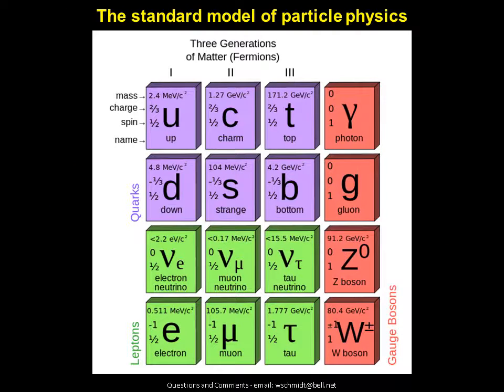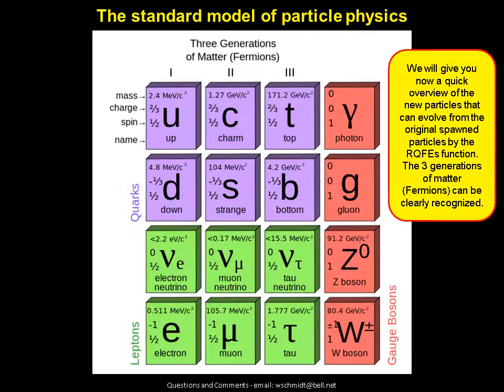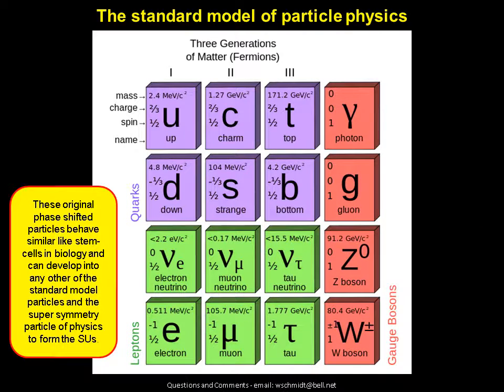The standard model of particle physics. We will give you now a quick overview of the new particles that can evolve from the original spawned particles by the random quantum fluctuation events function. The 3 generations of matter fermions can be clearly recognized. These original phase-shifted particles behave similar like stem cells in biology, and can develop into any other of the standard model particles and the supersymmetry particles of physics, to form the subuniverses.